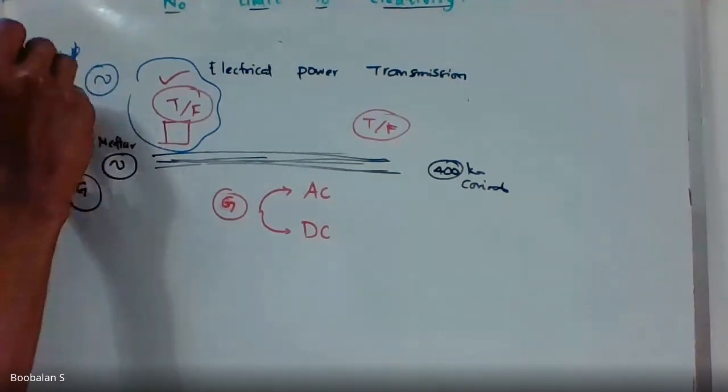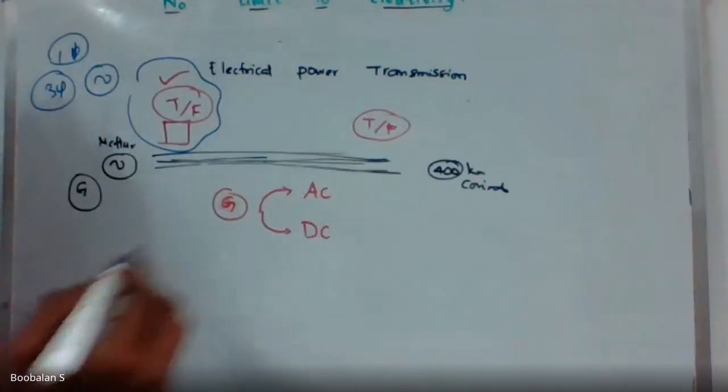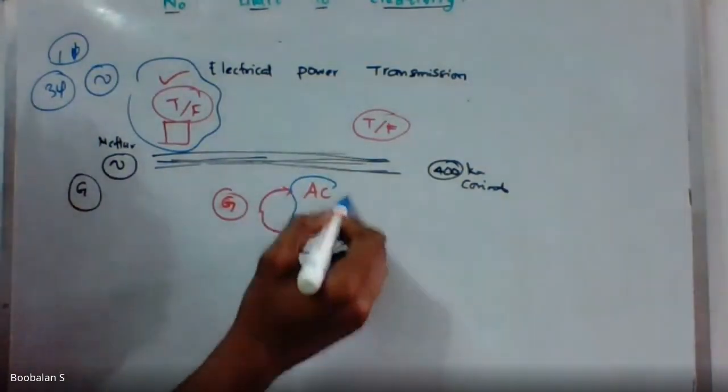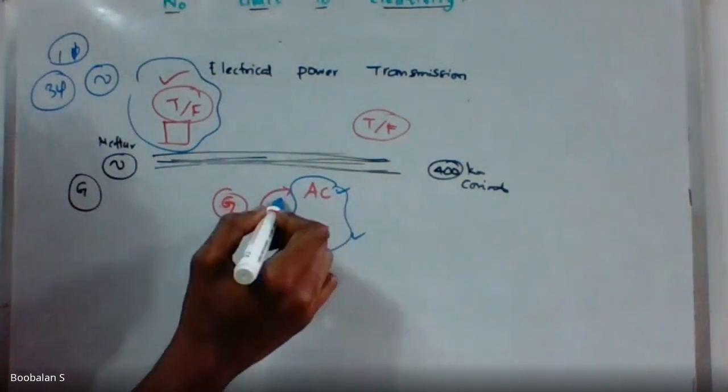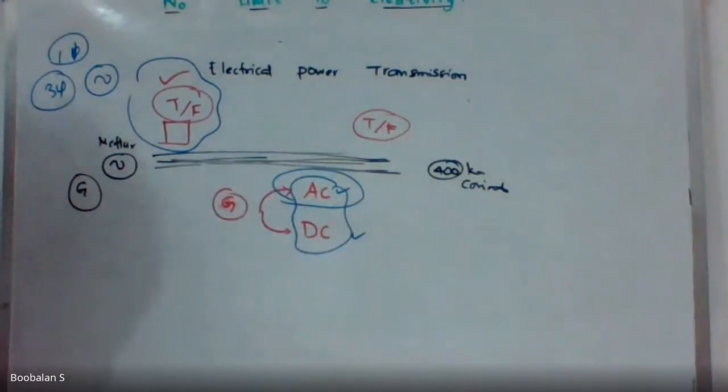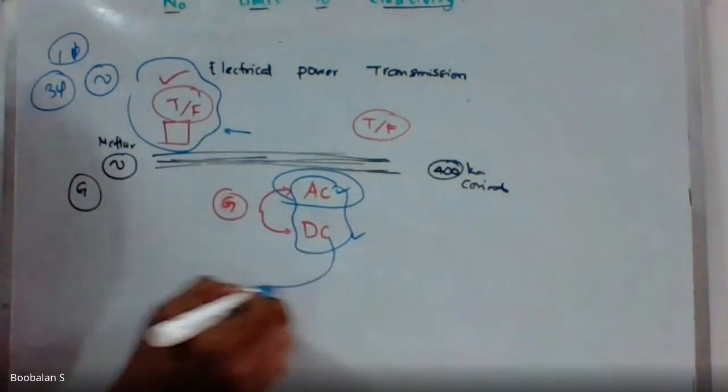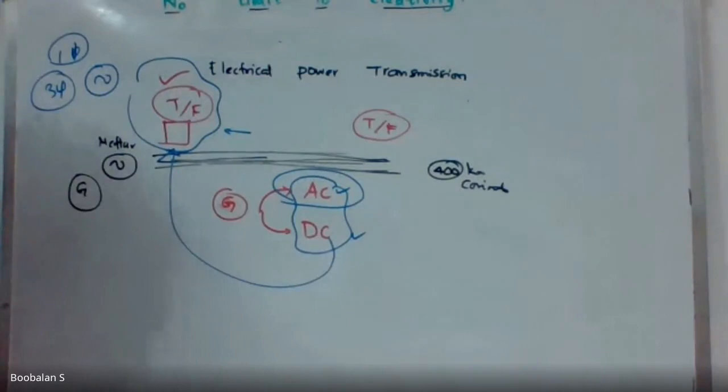That is how we have been taught and have learned. But we have two types of power, AC as well as DC. We only discussed AC power transmission with the help of a transformer. So why not DC, sir? Why are we not able to transmit DC power over a longer distance?